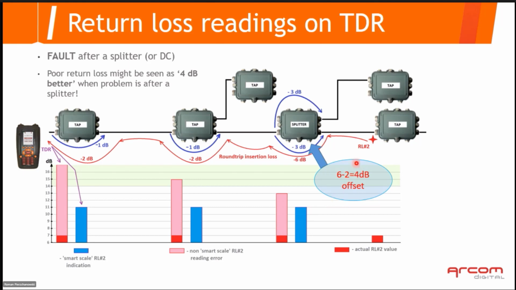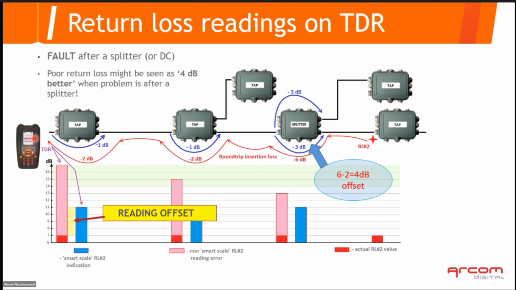And this 4 dB offset will result in a 4 dB reading offset. So the measured return loss on a fault located past a splitter will look 4 dB better than it really is. Remember that when you are troubleshooting microreflections, please. A similar situation is on a DC.